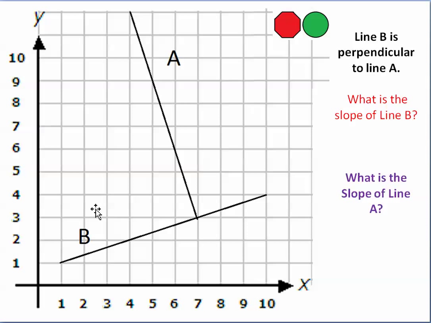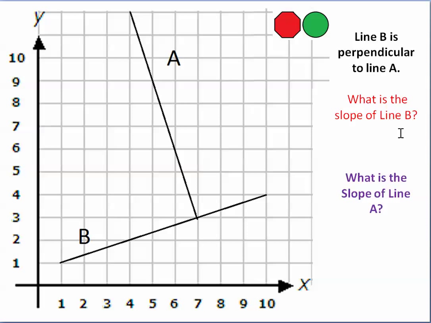All right. Line B is perpendicular to line A. Means there's 90 degrees between the two here. What is the slope of line B and what is the slope of line A? Click on the stop sign and try to solve it. Once you get it solved or you feel frustrated, come back and watch me work the problem.